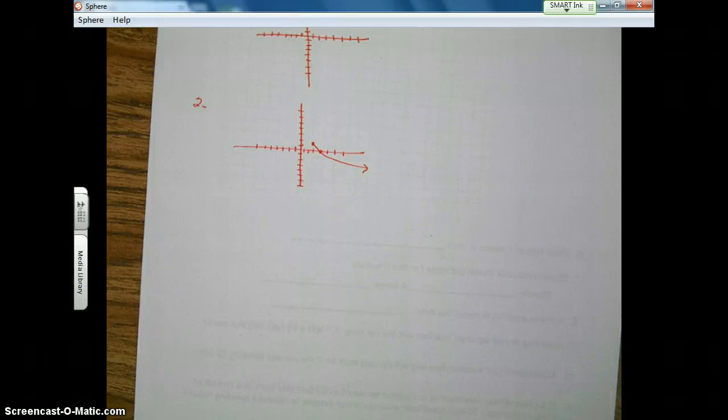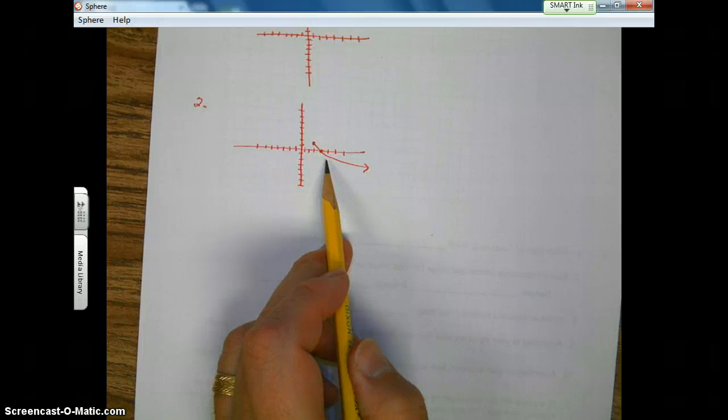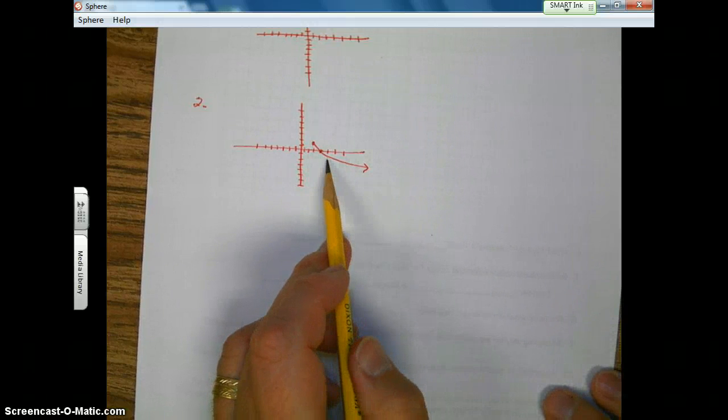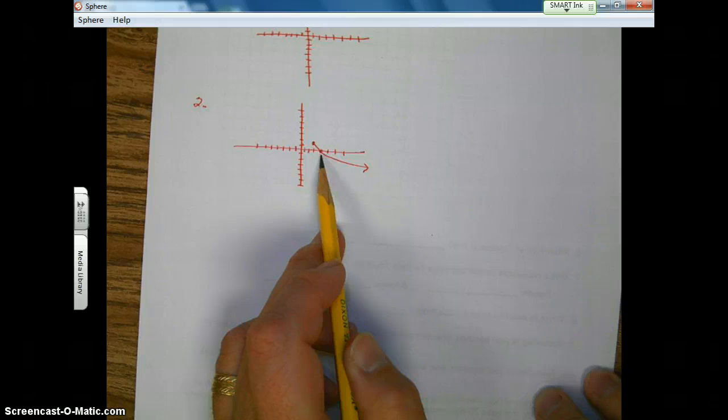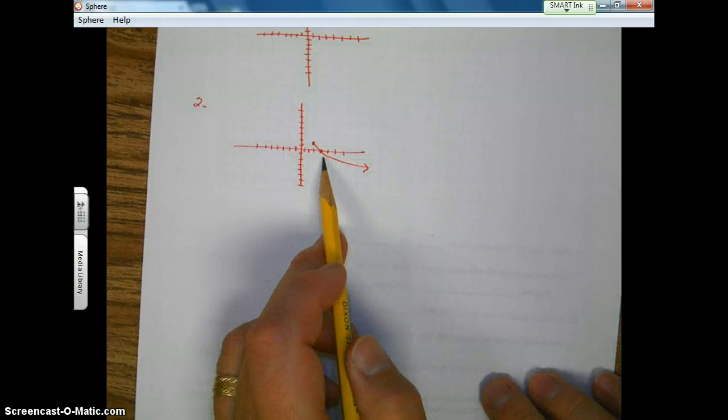Okay, our next problem. In this case, we're given the graph, and I want you to write an equation for the graph. Now, I should have said this at the beginning of the video, but my suggestion with this review is that you pause the video and you try to do it on your own first. So pause the video right now, write the equation for this graph.